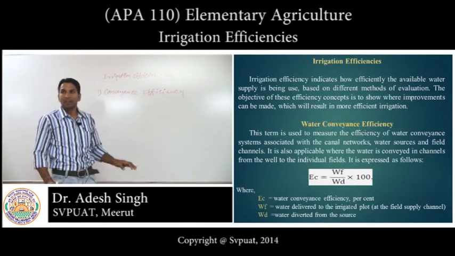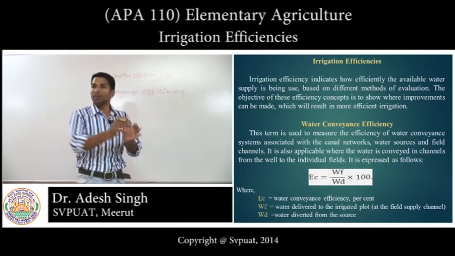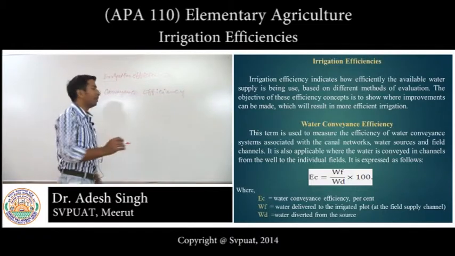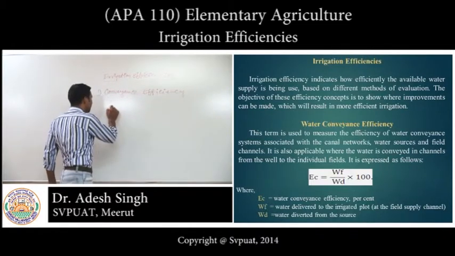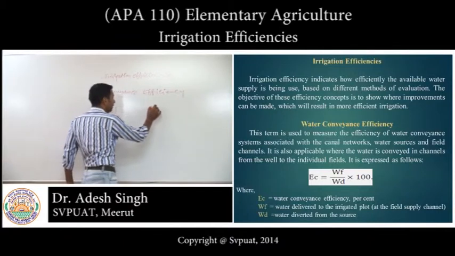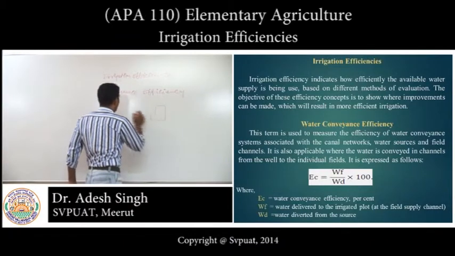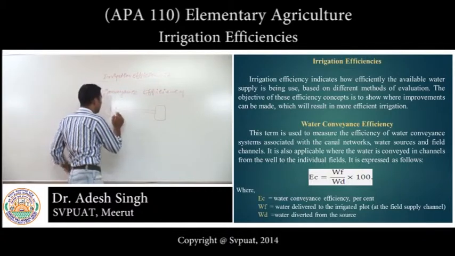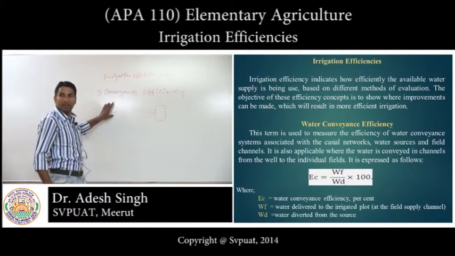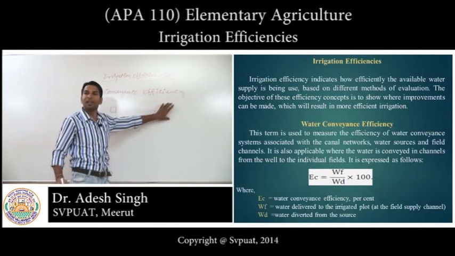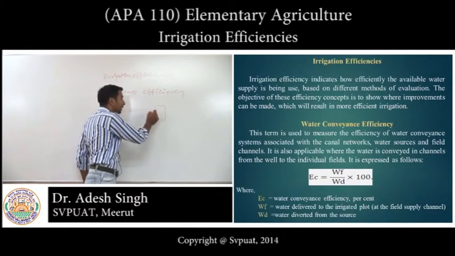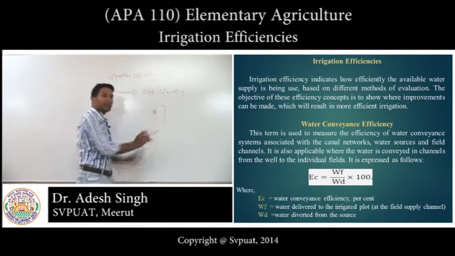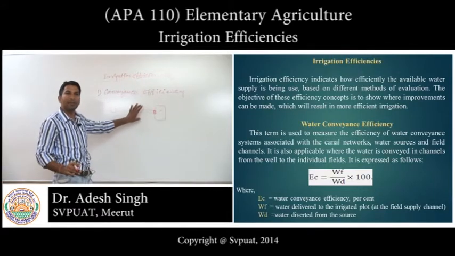Conveyance efficiency means, from the source to the field level, or you can say the source is there and the field is there, the water is lost from source to the field level. This is only up to the field gate, and the crop is there. Clear? There is no meaning for the crop here.